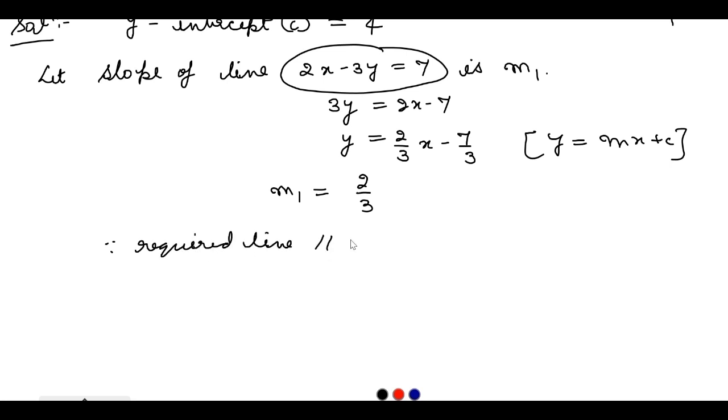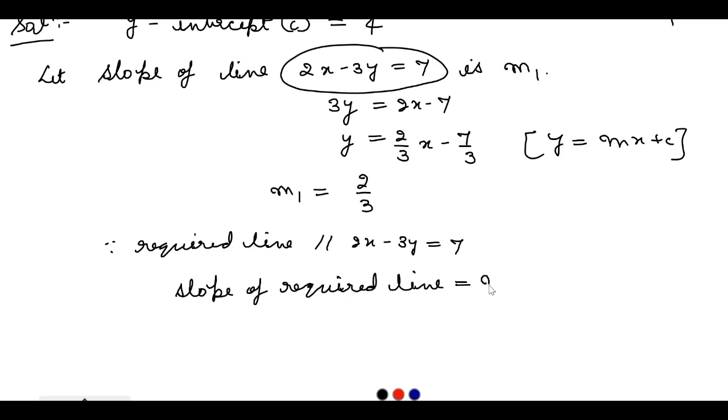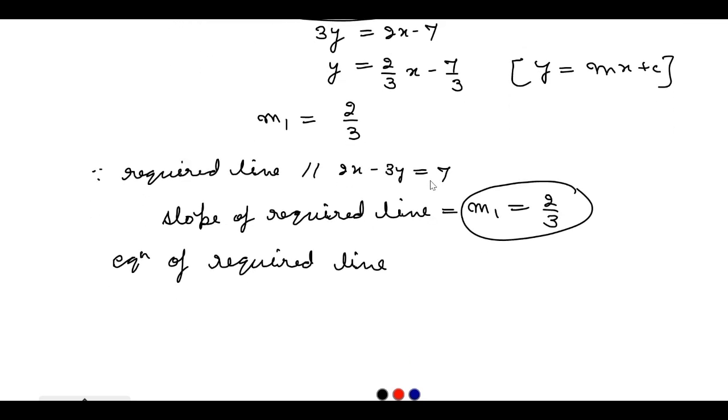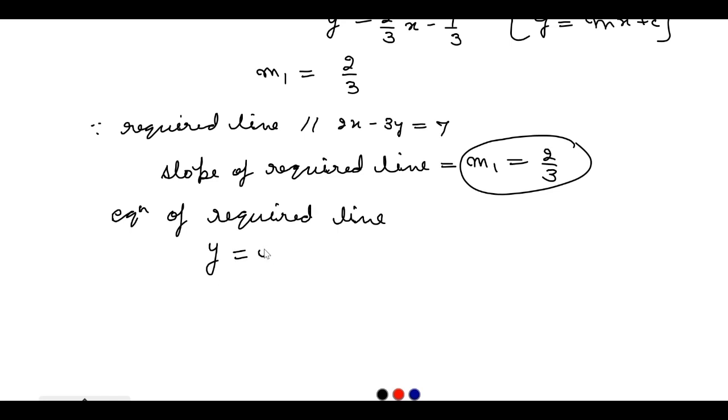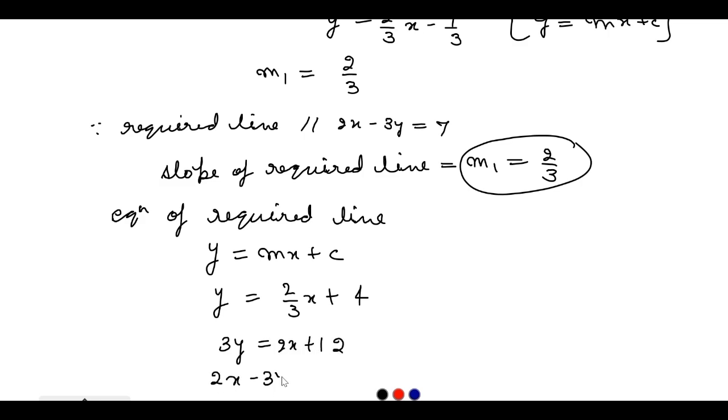Since the required line is parallel to 2x minus 3y is equal to 7, therefore the slope of the required line will be equal to m1, which means 2 by 3. Now slope is known and c is known. Equation of the required line is y is equal to mx plus c. It means m is 2 by 3 and c is 4. Equation of line is 2x minus 3y plus 12 is equal to 0.